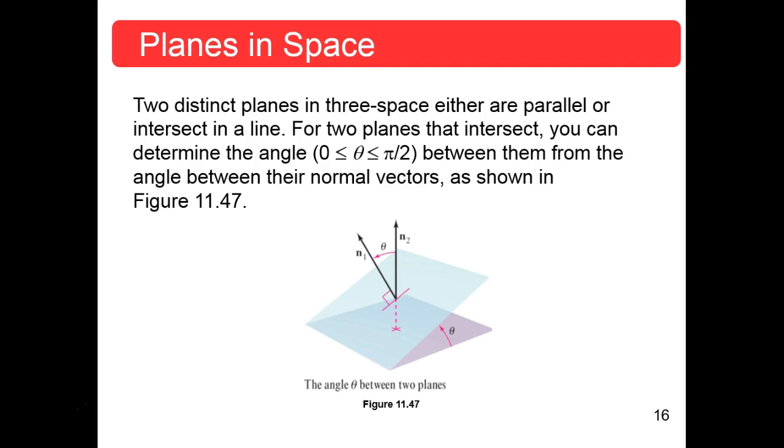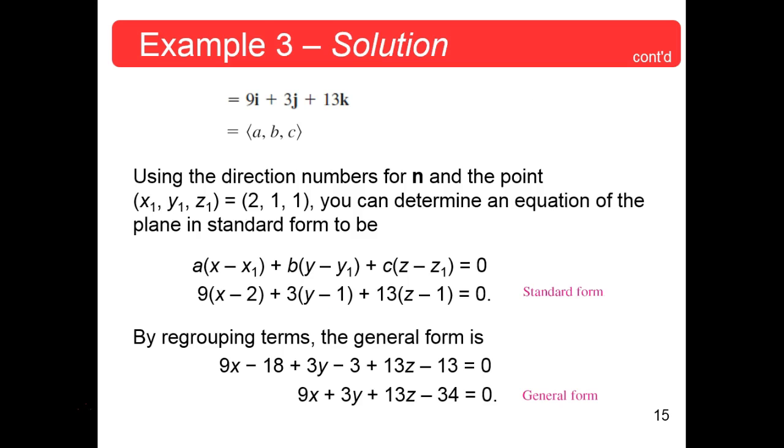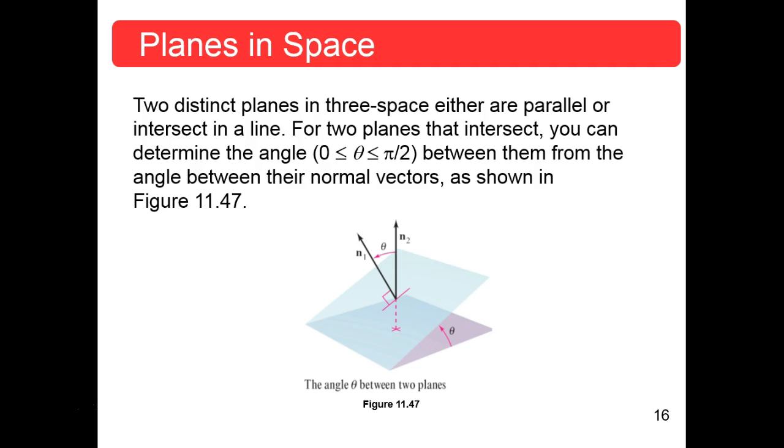Okay? You can determine the angle, the acute angle between them, from the angle between their normal vectors. So, if you have two distinct planes, if you know their formulas, you know the normal vectors. The A, B, and C are the coefficients of x, y, and z. We don't have that yet, do we? Yeah, we just did. Those are the components of your normal vector. So if they give them to you, you already know what they are.